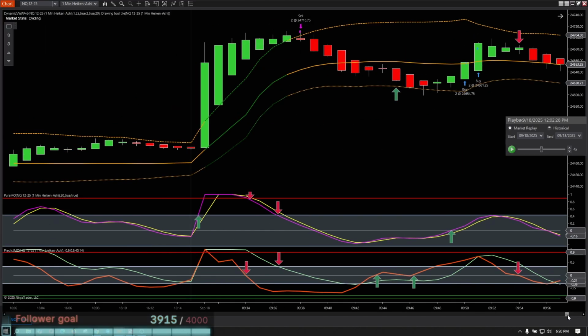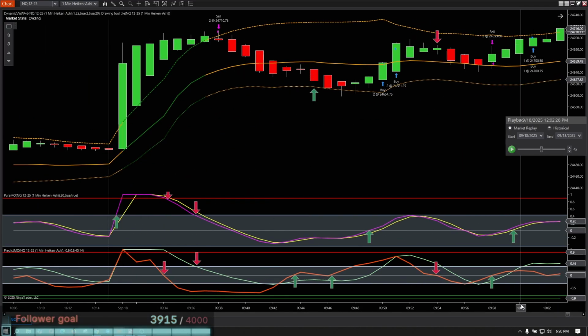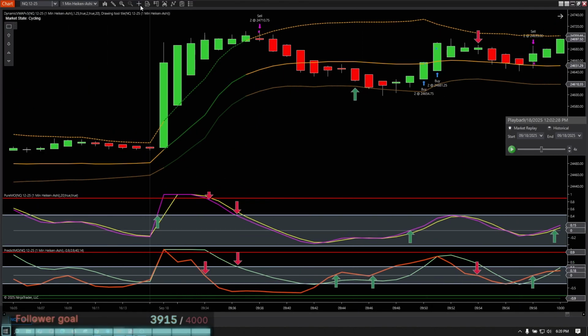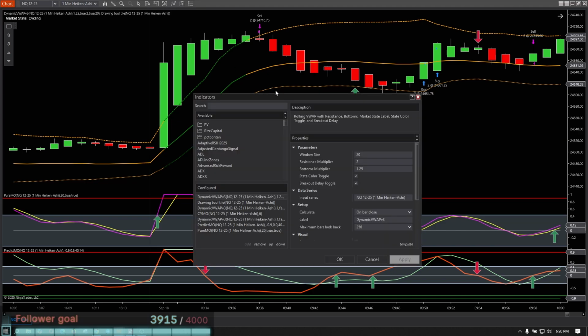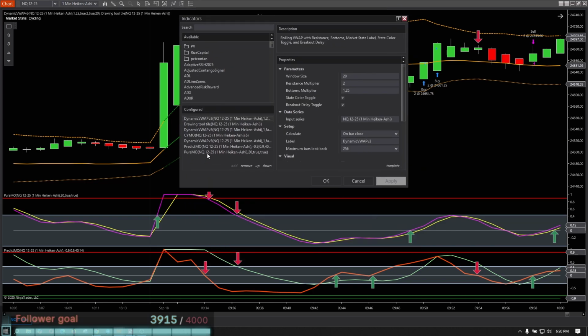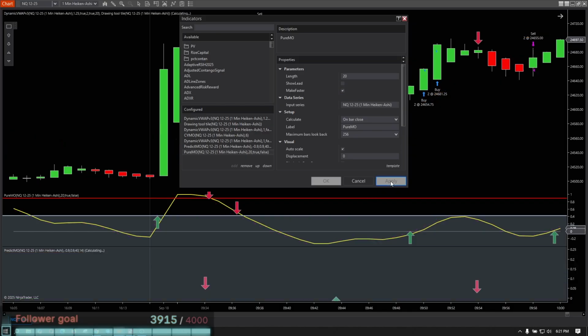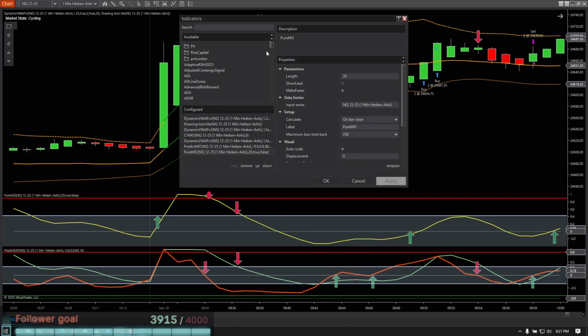Now, can you potentially customize this to maybe capture some of the tighter cyclic swings? Oh, absolutely. If you go to your indicator panel here and you look at your PureMO right here, you notice it has 2 check boxes, okay? One is show lead, and one makes the wave line faster. Okay, so if I got rid of show lead, it will get rid of the purple line right there. You see, it just got rid of the purple line.